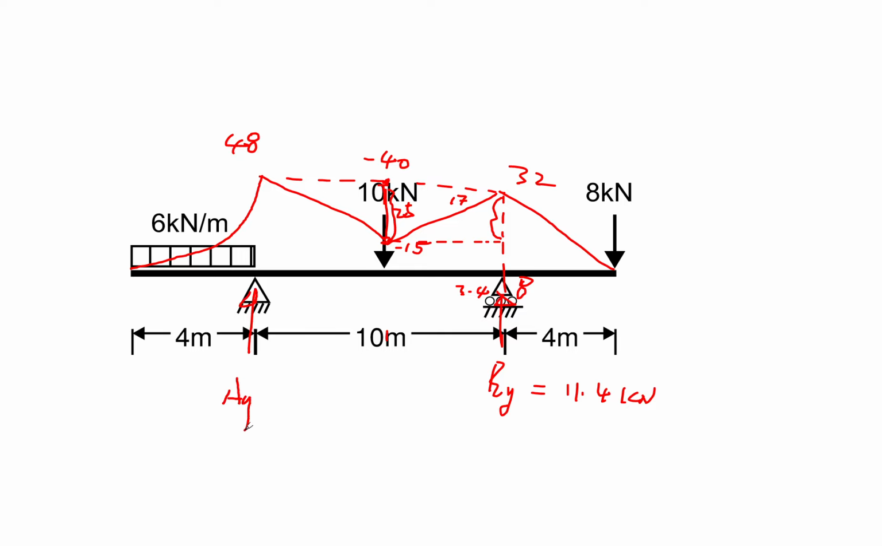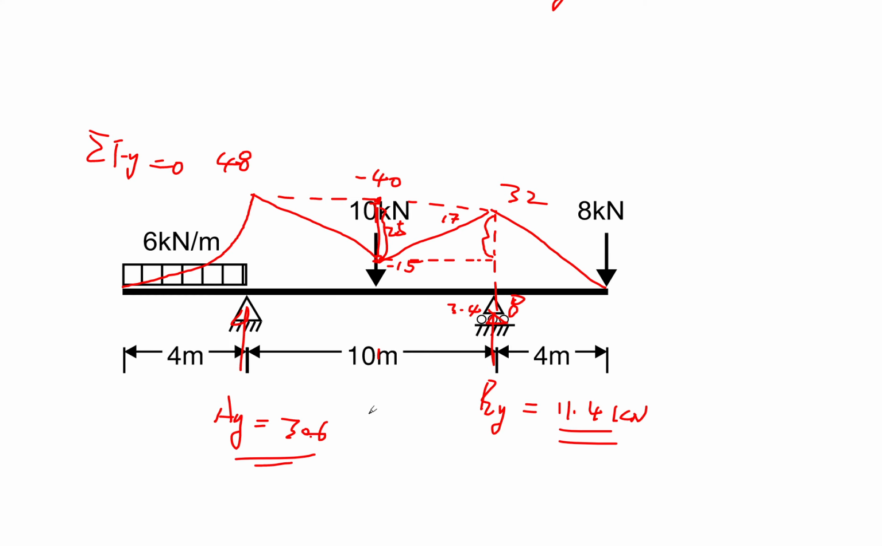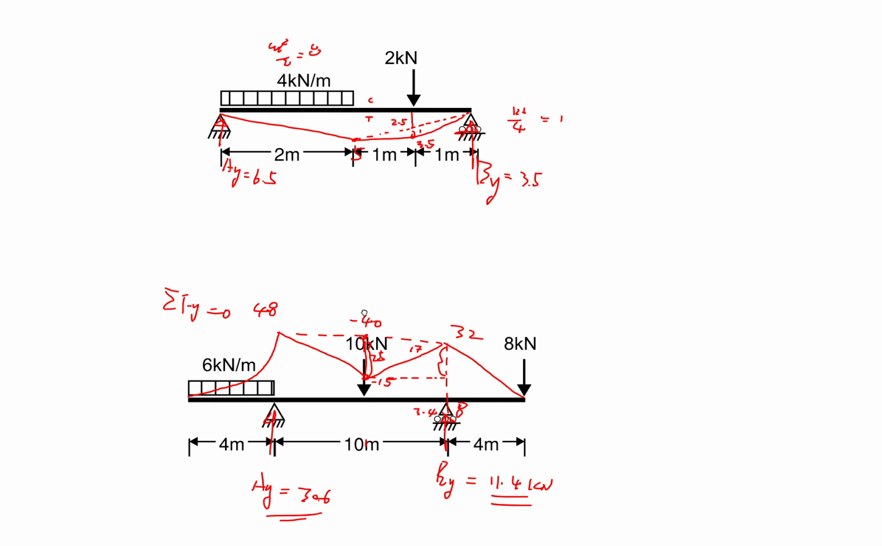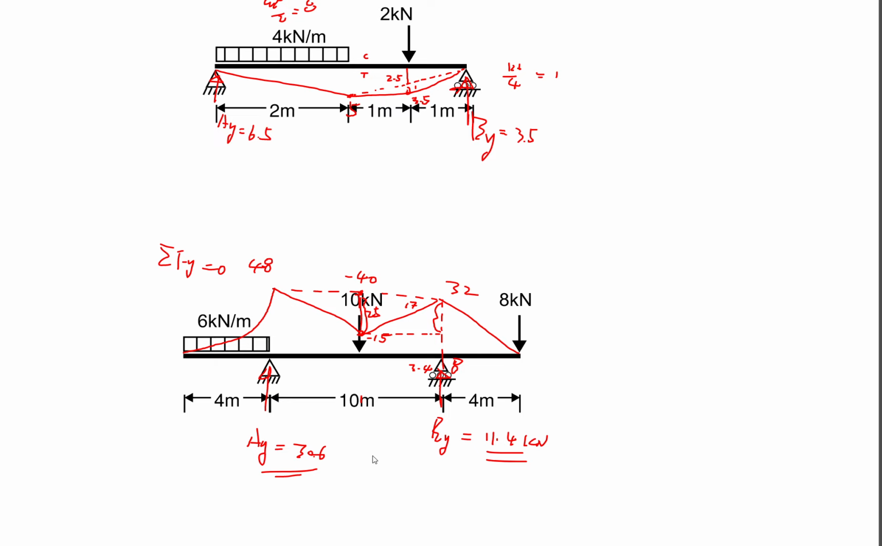And your AY is simple, straightforward. So overall, you can use sigma y is 0. And sigma y is 6 times 4 plus 10 plus 8, which is 42. 42 minus 11.4 gives AY as 30.6. Done. See how quickly you can get the internal force diagrams and reactions.